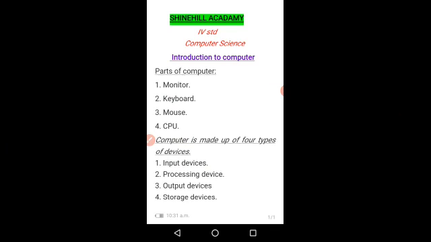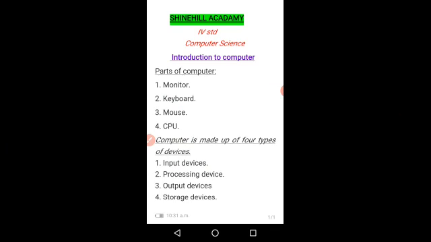Today we are going to start our lesson number 1. The lesson topic is Introduction to Computer. Before that, we recall our previous classes.